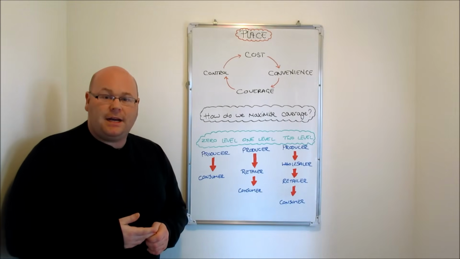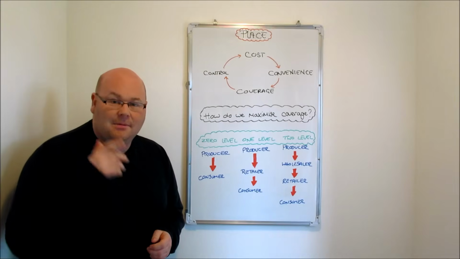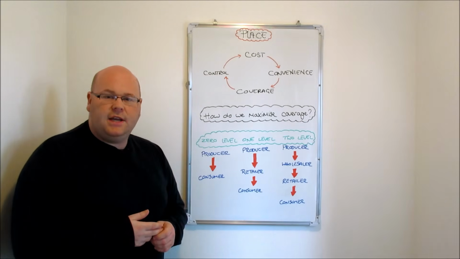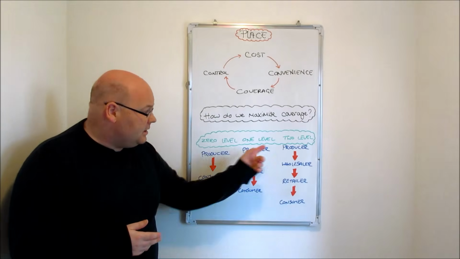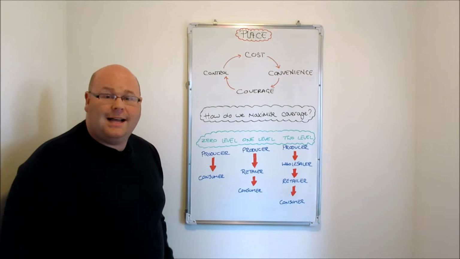Great way of achieving better coverage for your business's products, but a surefire way of losing a little bit of control over the marketing process. Now, if you're really looking to try and achieve convenience as part of your place strategy, you might use two-level channels of distribution instead or as well.